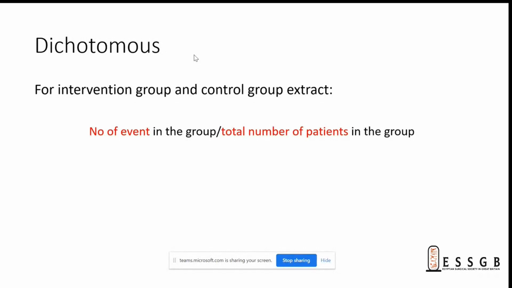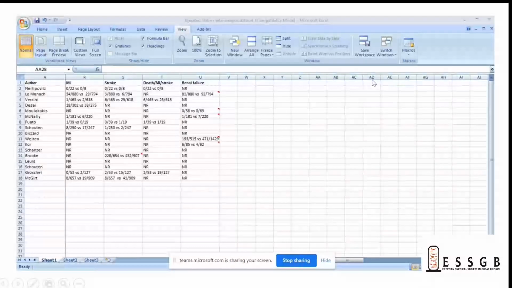If the answer is yes, you need to have the total number of events, in this example collection, and the total number of patients in your intervention group, which is the laparoscopic group. You need to extract exactly the same figures from your comparison group, which is the number of collections in your open group and the total number of patients in the open group. Yeah, it may be confusing for you, but let me bring you some examples.